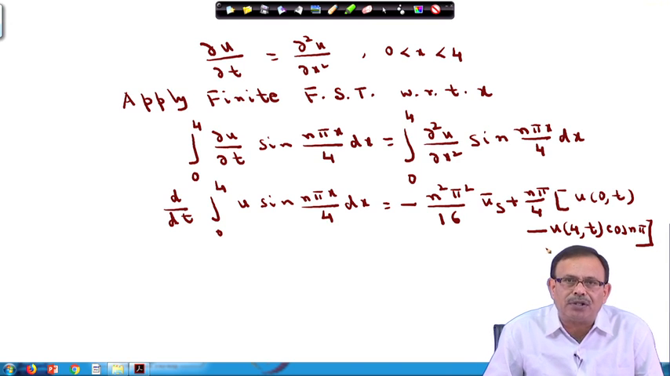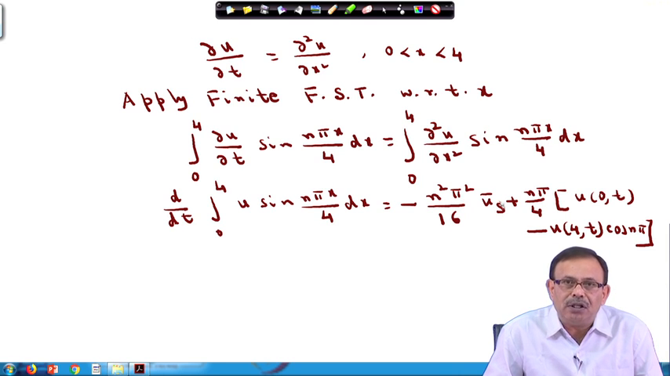This we have already done in the last lecture, so I am not explaining this part. This is a standard one: the integral from 0 to 4 of ∂²u/∂x² times sin(nπx/4) dx will be minus n²π²/L², where L is 4. So that is minus n²π²/16 into ū_s.